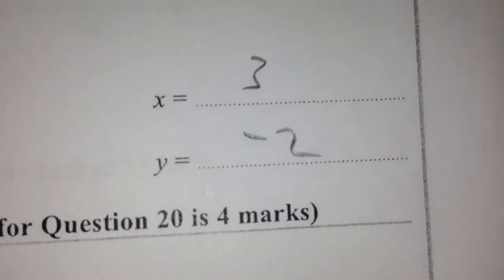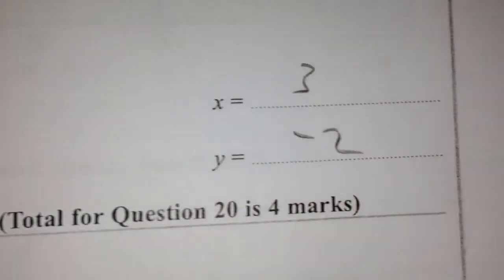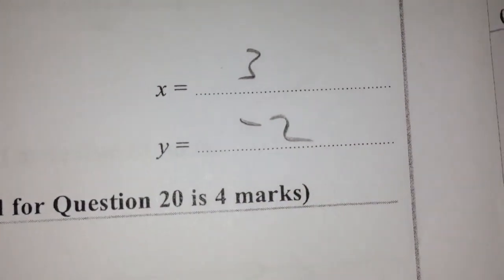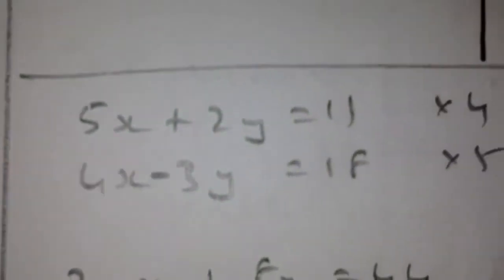Now as you can see here, those are the answers, and that is 4 marks very, very easily, obviously if you know how to do it. Now of course there's another way to do this. You can make the x values the same, which I'm going to show you here.